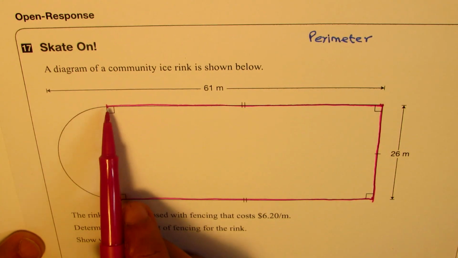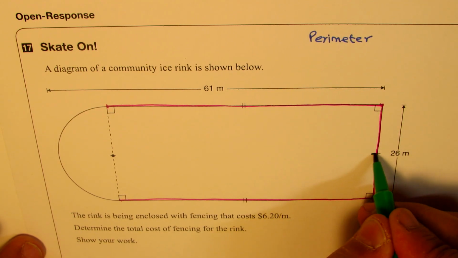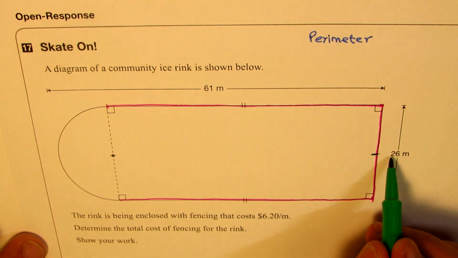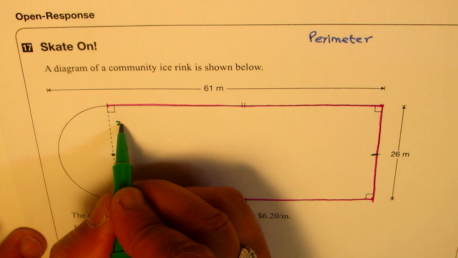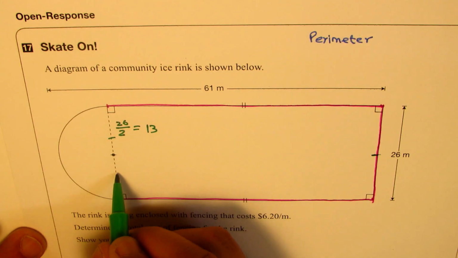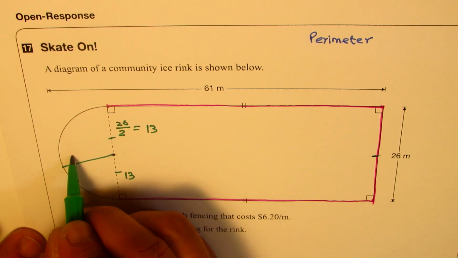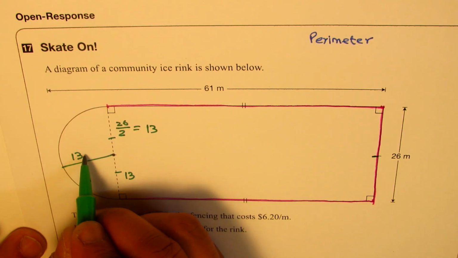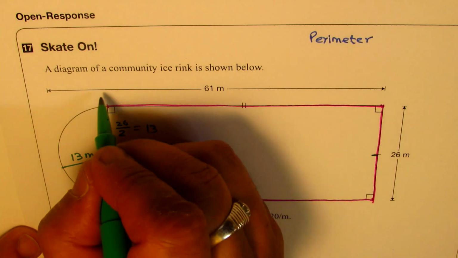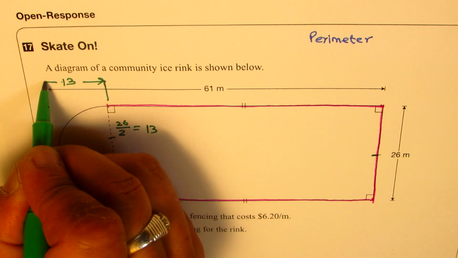Now, how do we find that length? Well, from this figure, it is very clear that the circle radius should be half of 26, right? So this is 26 divided by 2, or 13. So these sides are equal to 13 each. That is to say that this radius is 13 meters. Is that clear to you? Perfect. That is to say that this side is 13 meters from here to here.